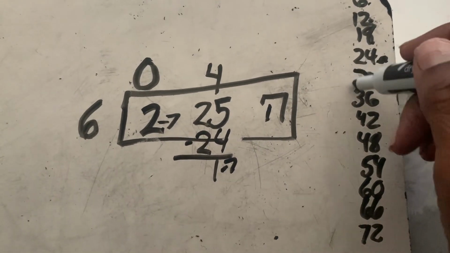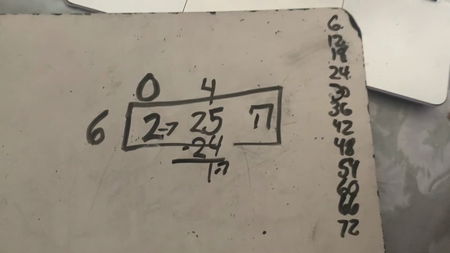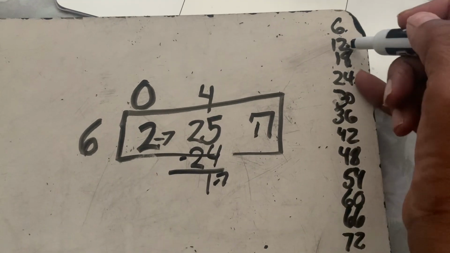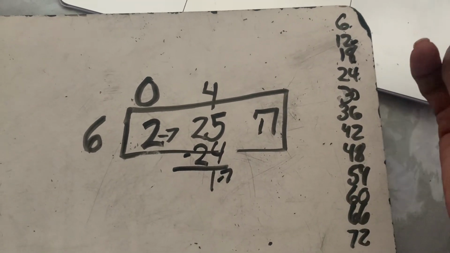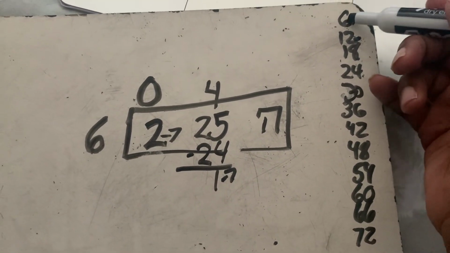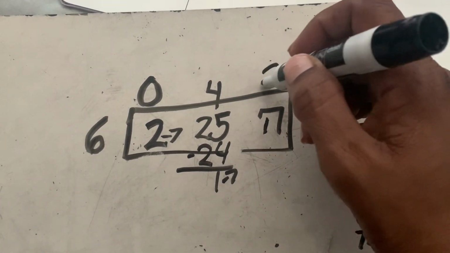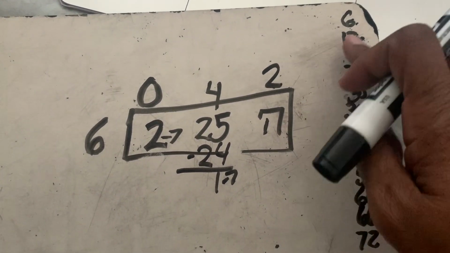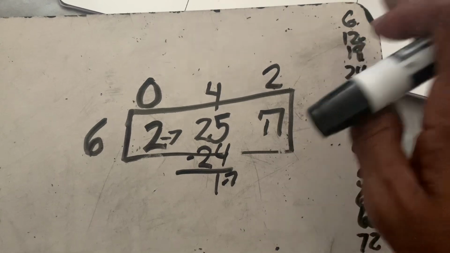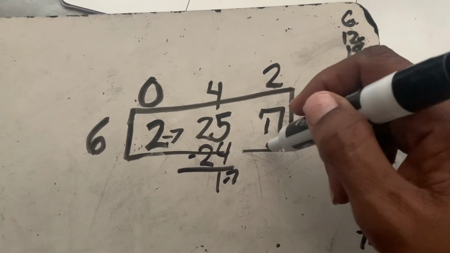Now my job is to get as close to 17 without going over. So I can stop on 12. How many multiples did we go down? 1, 2. Are this 12 and 17 the same number? No, they're different, so that means we have to subtract them.